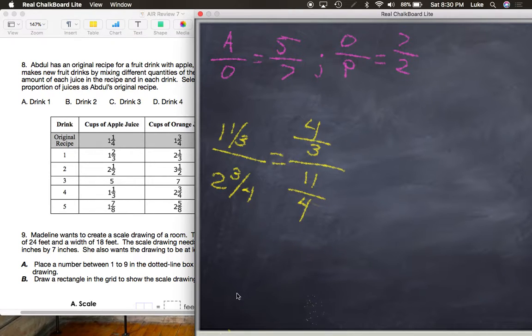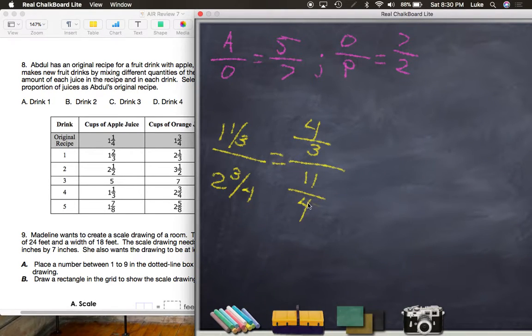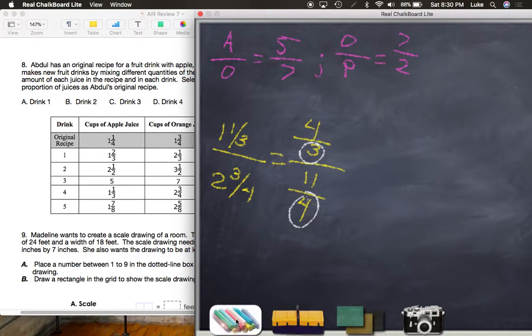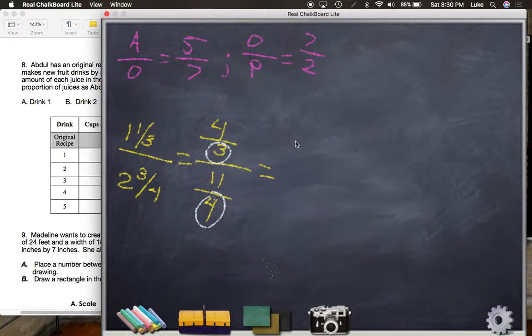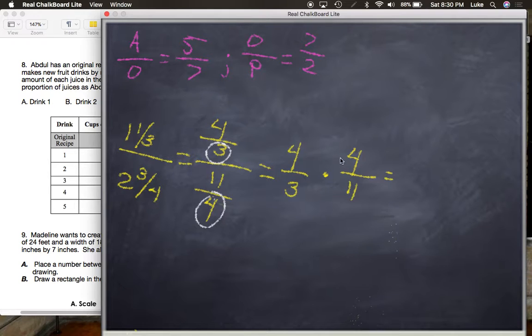Now, do you remember what I said earlier about noticing a pattern with the same denominators? Well, we have different denominators here, so I'm going to make a prediction that this is not going to be the same proportion. So let's finish out the problem. 4 over 3 divided by 11 over 4 is the same as multiplying by the reciprocal of 11 over 4, which is 4 over 11. Now we have 4 times 4 is 16, and 3 times 11 is 33.